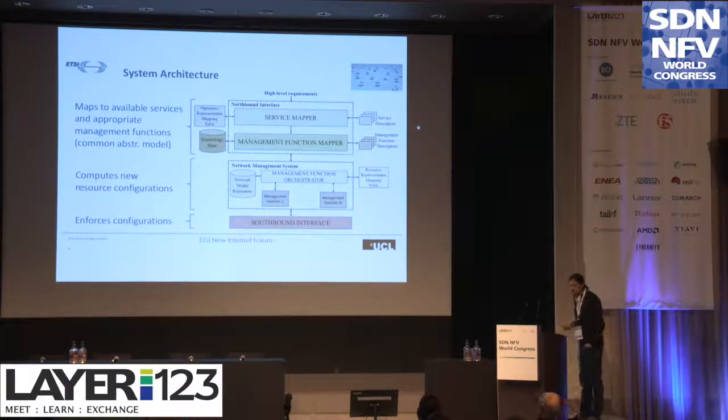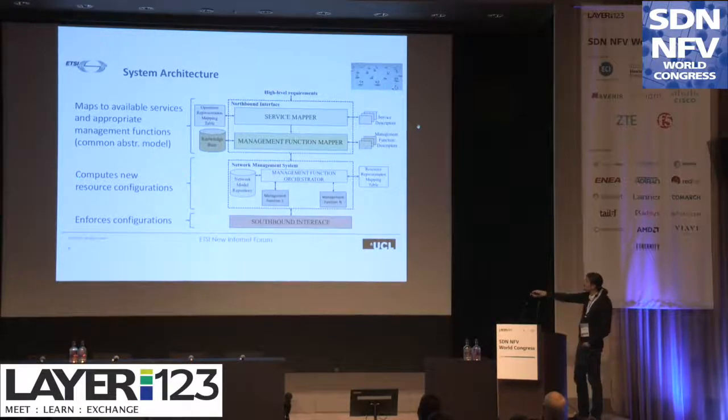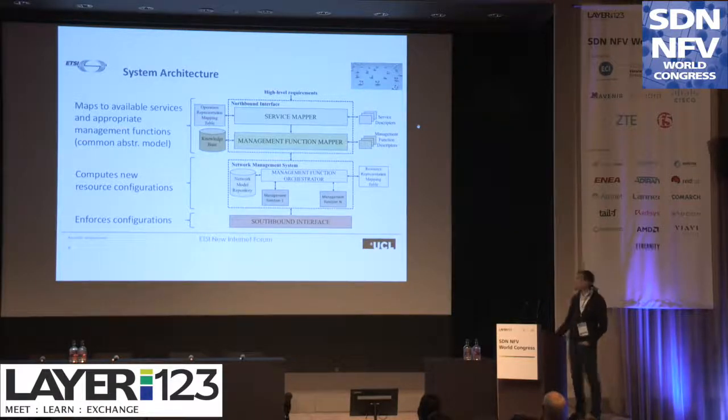So this is the system architecture we have. The upper block here is the northbound interface. It receives high-level requirements, and it's going through a 2-stage process. First, it maps to available services, then to management functions. The set of management functions selected are passed to a network management system, which computes resource configurations, and those configurations are enforced on the devices through a southbound interface. In the next slides, I'm going to focus on the northbound interface.